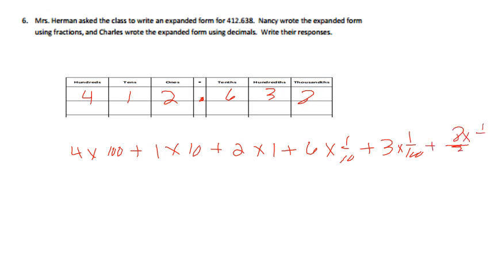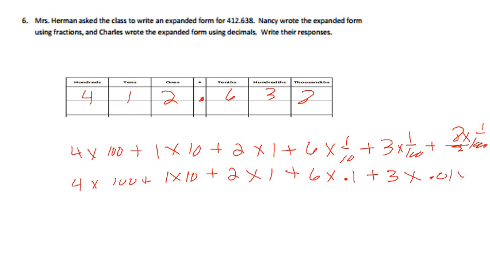times 1/1000th. Now it says Charles used decimals, so it's going to look the same except for the last part. That's 4 times 100, plus 1 times 10, plus 2 times 1, plus 6 times, instead of the fraction this time we're going to put 0.1, plus 3 times 0.01, plus 8 times 0.001. It's 1/1000ths.